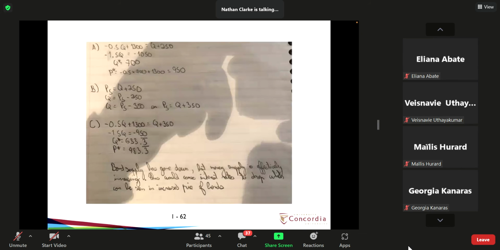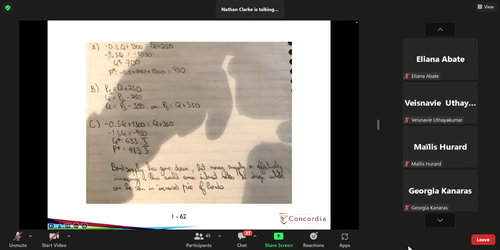So I'm going to take my old PD and my new PS, and I'm going to make them equal each other. So negative 0.5 Q plus 1300 equals Q plus 350. So I'll send the 1300 to the right. I'll send the Q to the left, and then I'll take off the negatives, and then I'll divide 950 by 1.5. So that'll give me a Q star of 633.3. And then I take that Q and I plug it into the PD or the PS, and I'll find that my P star is about 983.3.